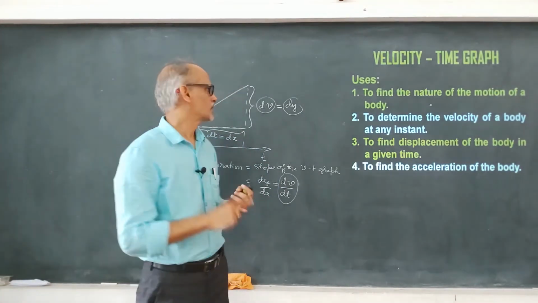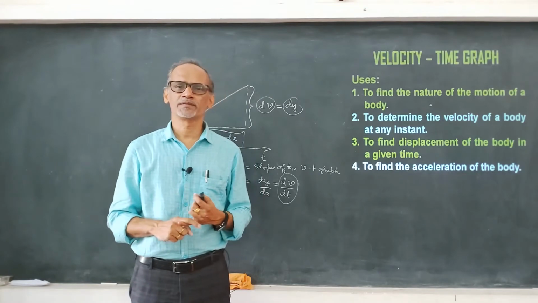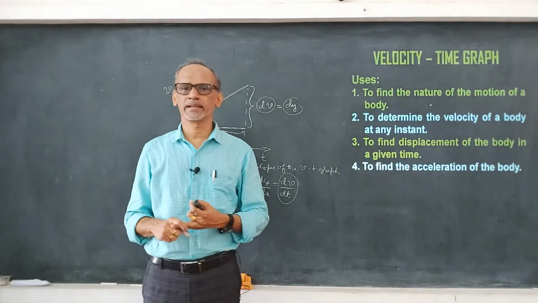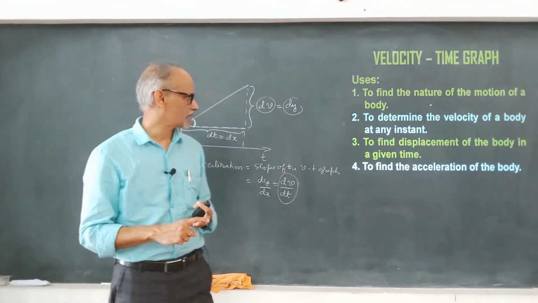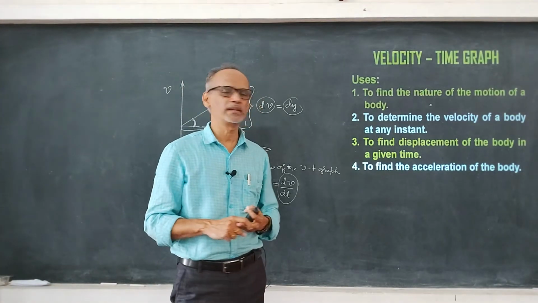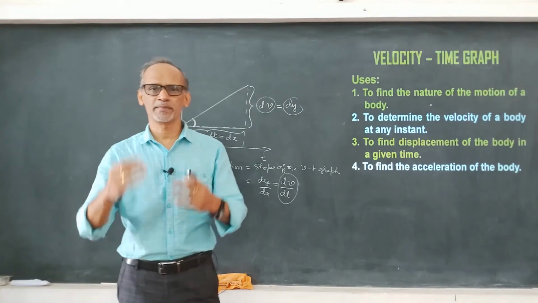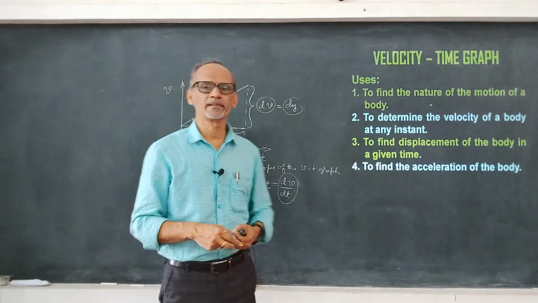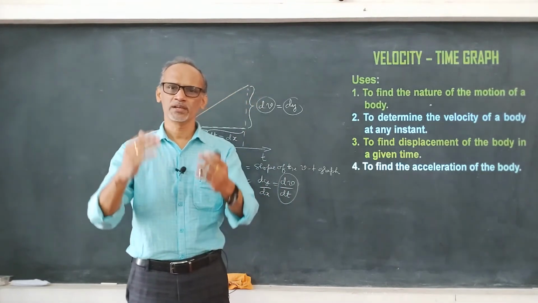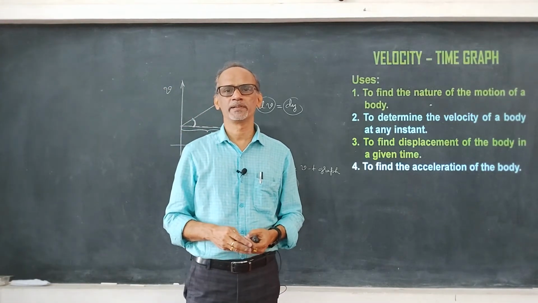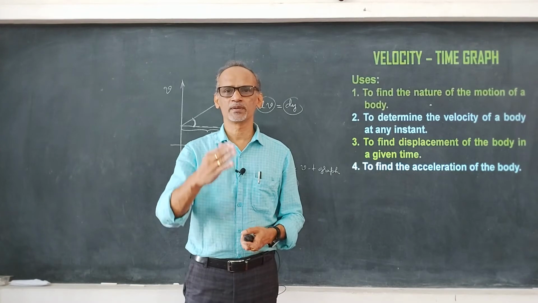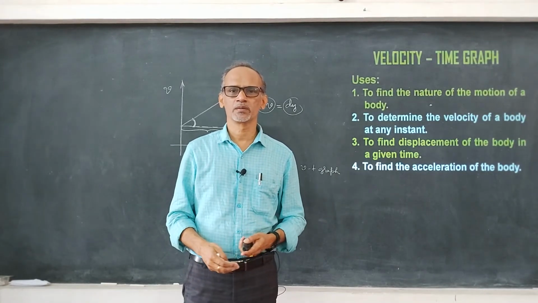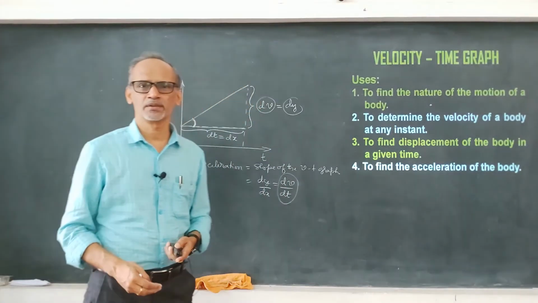So what are the four applications? To find the nature of motion of a body, to determine the velocity of a body at any instant, the third one, to find the displacement of the body in a given time. How do you find the displacement? By finding the area below the VT graph. And to find the acceleration of the body. How to find the acceleration? By finding the slope of the VT graph. So do remember this, because we will be using this in our next important question. So that's the application of the VT graph.